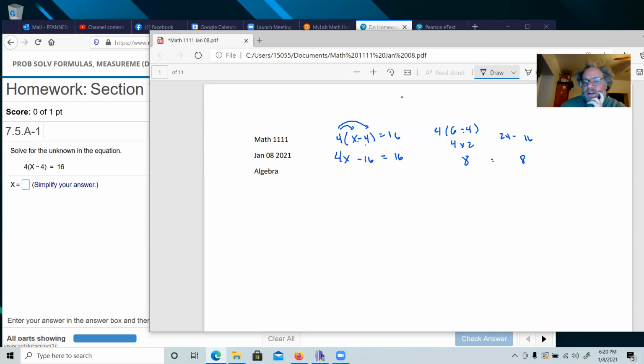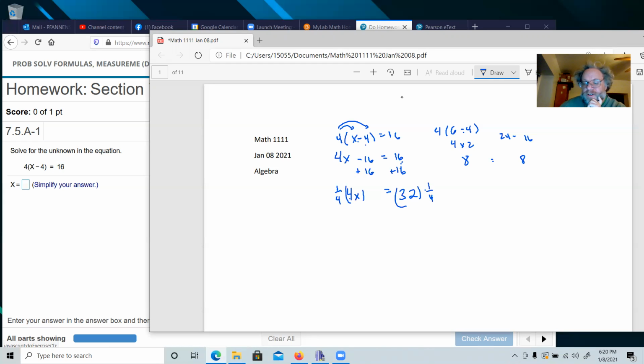And then just like yesterday, everything that's over on the left-hand side with no x in it, we're going to shove over to the right-hand side. So let's add 16 to both sides here. 16 and 16 make 32. Okay. Now 4 and the x are attached by a times, so we're going to undo the times. We're going to divide by 4, or multiply by a fourth. It really works the same way.